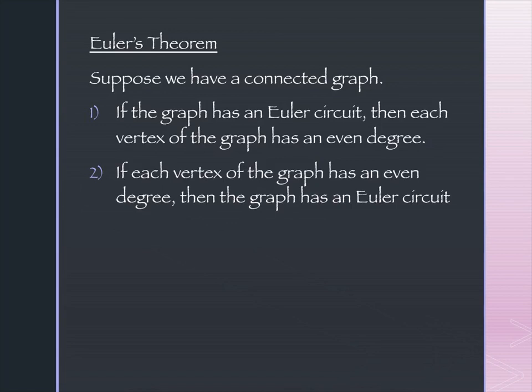If the graph has an Euler circuit, then each vertex of the graph has an even degree. But also, the opposite works. If each vertex of the graph has even degree, then the graph has an Euler circuit. This is what we would call in mathematics an if and only if statement. If one direction works, then the other direction also works. That doesn't happen with all things, but it does work for this.